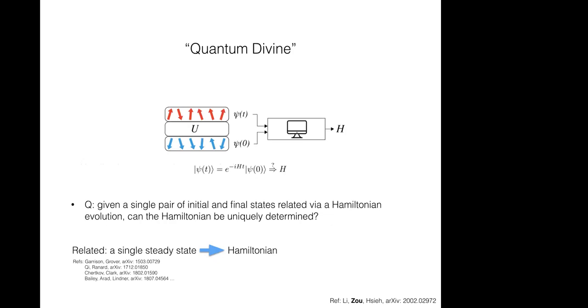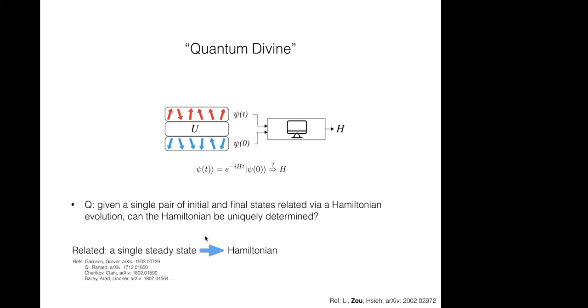This is kind of similar to the first question I asked you. The question is the following. In the first or second class of quantum mechanics, we learned that if we have an initial state and we know the Hamiltonian, then by applying this formula, we can obtain the final state. Now I want to ask the inverse question. Suppose I only give you a single pair of initial and final states related by the evolution generated by this Hamiltonian. And the question is, can this Hamiltonian be uniquely determined?